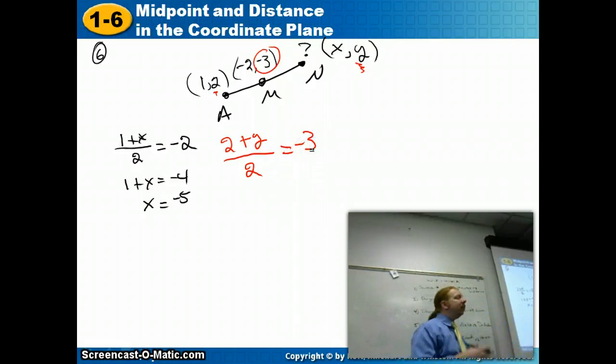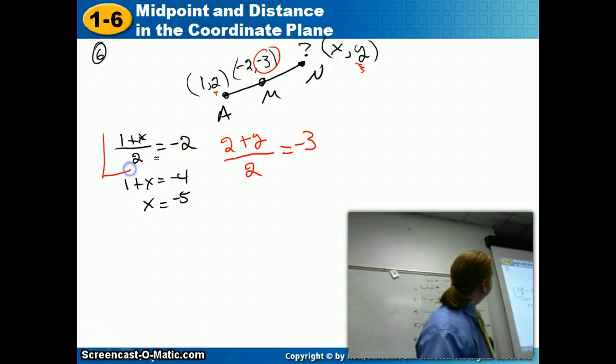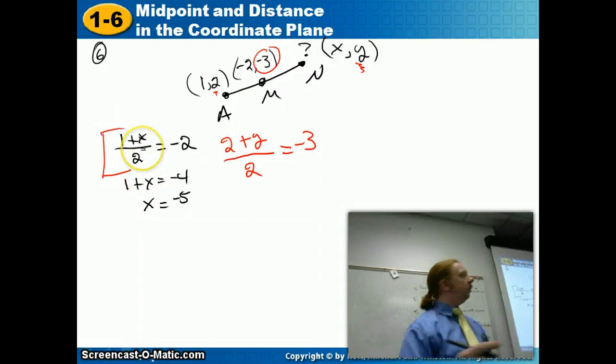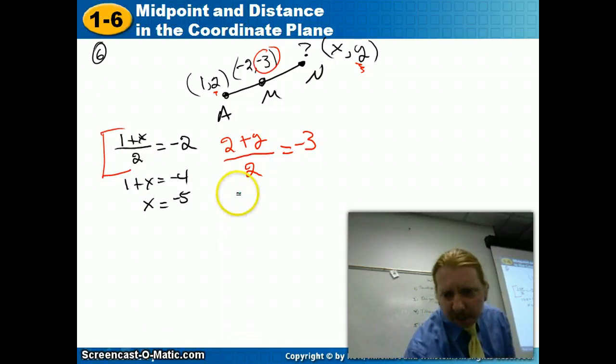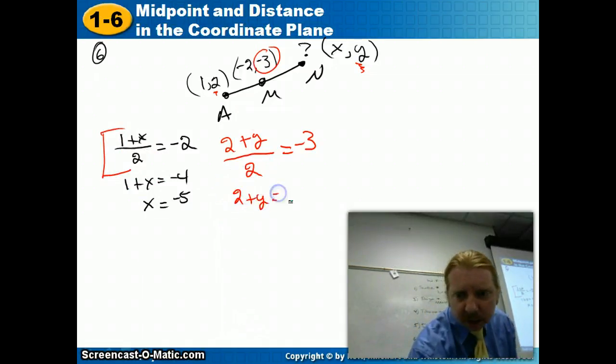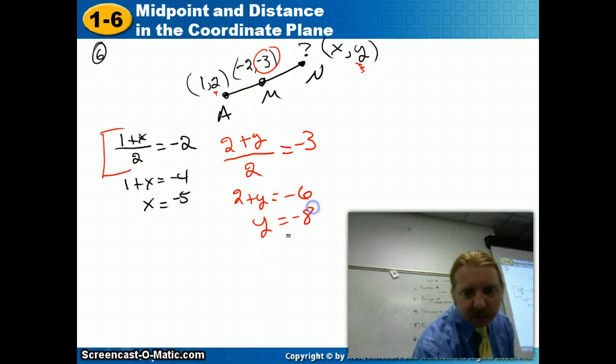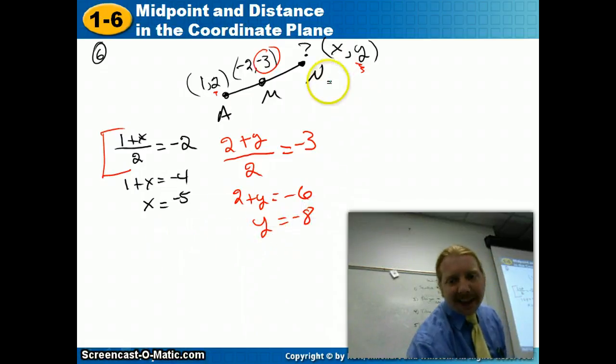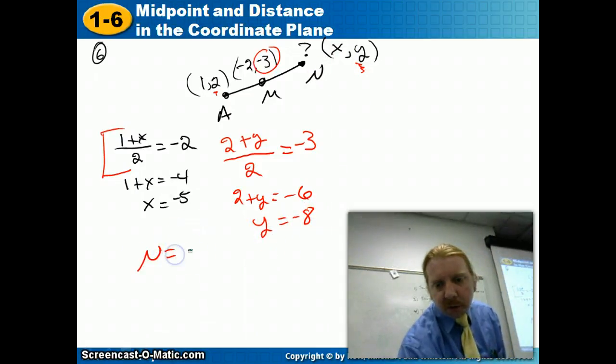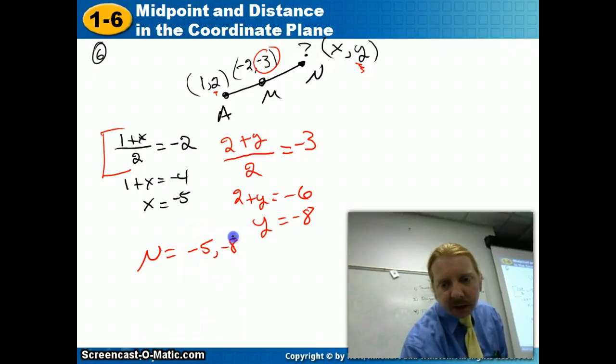So I'm just taking the midpoint formula, this formula we have that talks about the average, and I'm just filling in what I don't know. Algebra happens, so 2 plus y is -6. Subtract 2 from both sides, y is -8. And so this endpoint, N, must be the point (-5, -8).